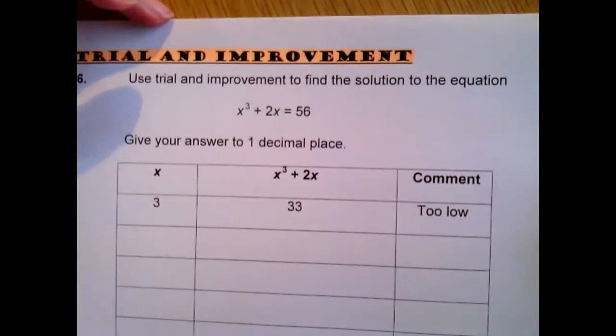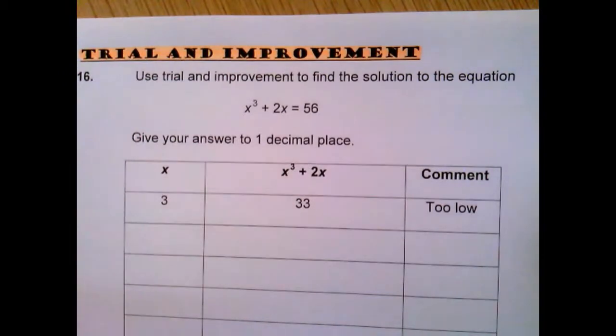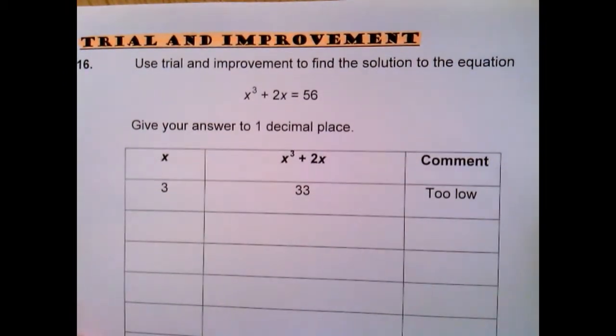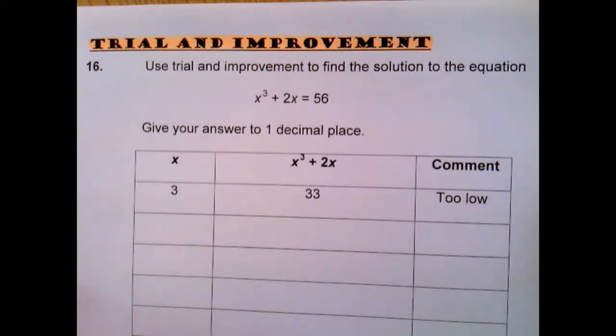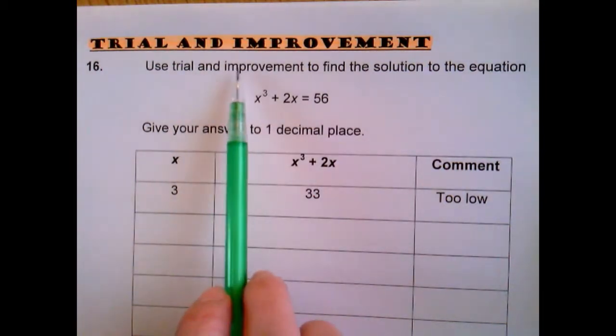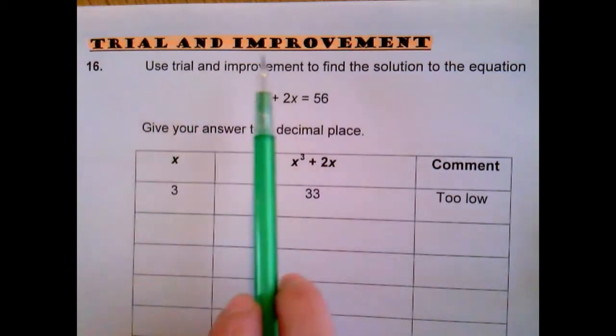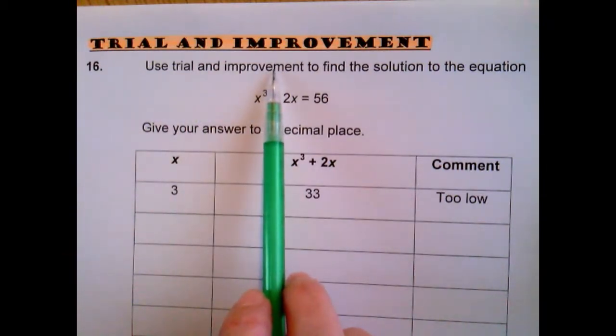So the next bit that I want to look at is called trial and improvement. It is actually part of solving equations, but it's just where you can't follow the same method as what I was just showing you there in the last couple of pages. So it's called trial and improvement because you just try a number, see if it works. If it doesn't work, improve your estimate or improve your guess, try a slightly different number and try to get as close as possible to the answer.